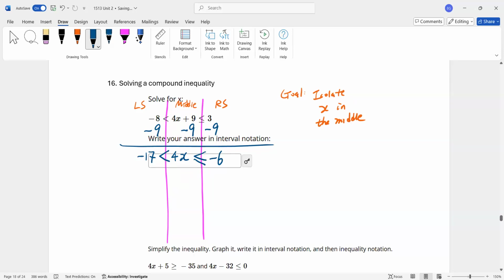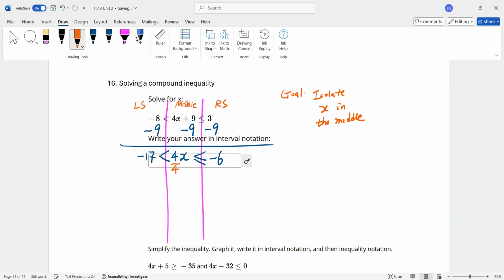Not bad, right? I believe you can do that. So subtract 9 from all three parts. Subtracting 9 from the left side, we get -17. From the middle, we have 4x. From the right, we have -6. Okay, very close to isolating x in the middle. Now we're going to get rid of the 4. How do we get rid of the 4? We are going to divide by 4, right? Divide by 4.